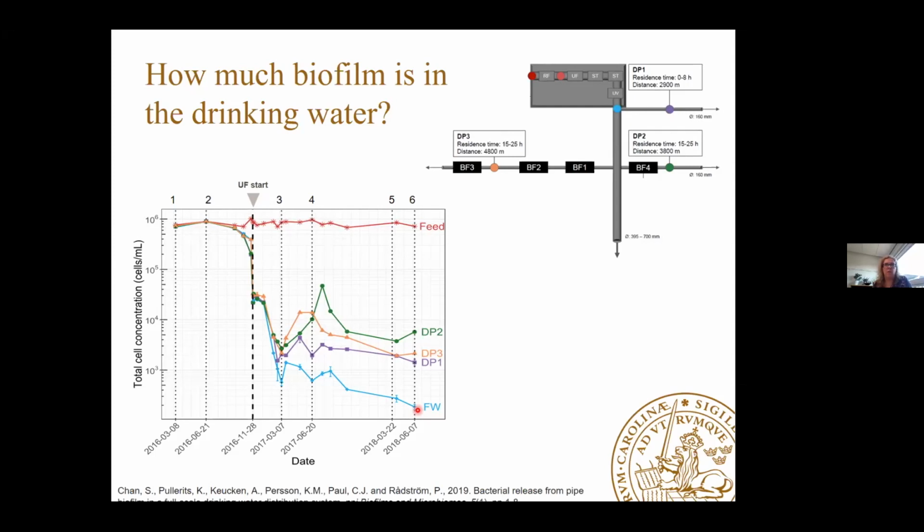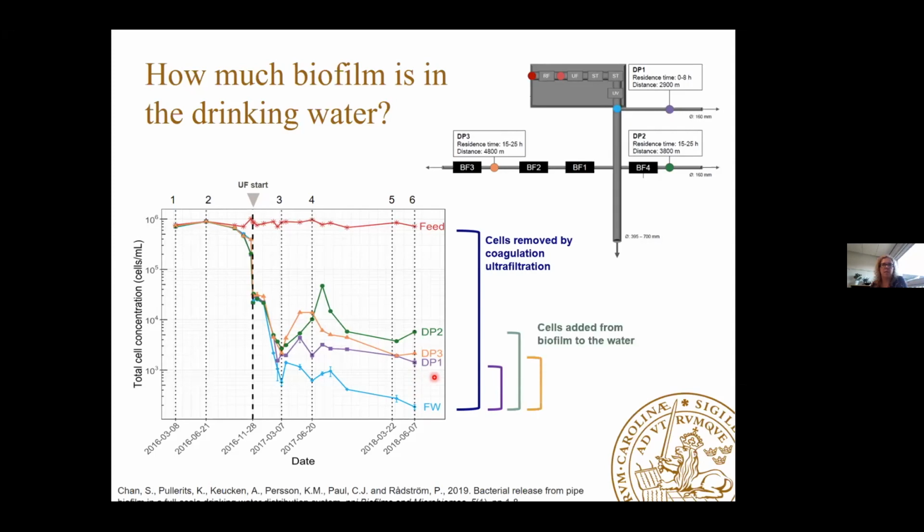And then as the water was flowing through the pipes, there's the cells removed by coagulation, ultrafiltration. And then by the time it gets to this distribution point 1, you have this many cells. And then by DP2, you have this many. And by DP3, you have this many. And we could actually resolve this with the flow cytometer, because normally there's so many cells in these systems that the resolution, both of sequencing and flow cytometry, is compromised. But in this case, because the ultrafilter removed so many of the cells, we actually started to see how much biofilm was coming into the water.